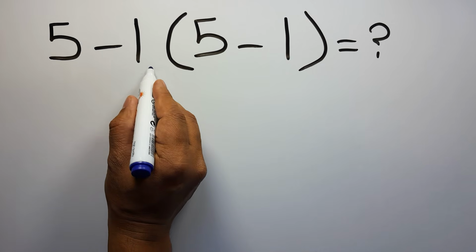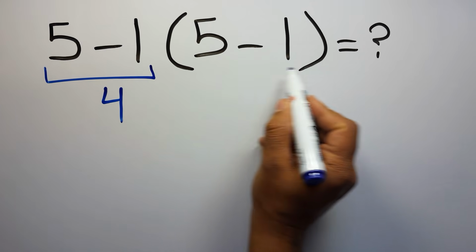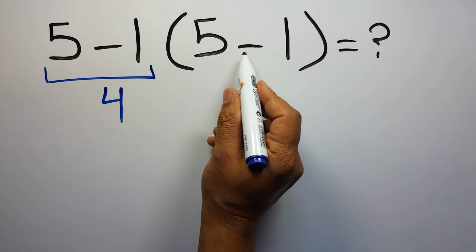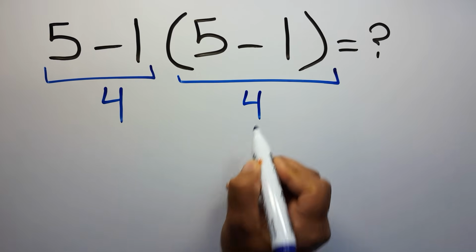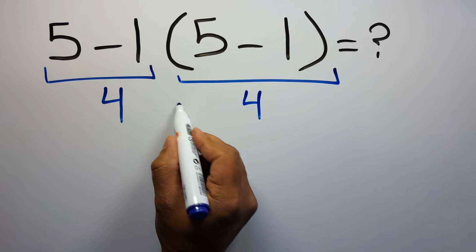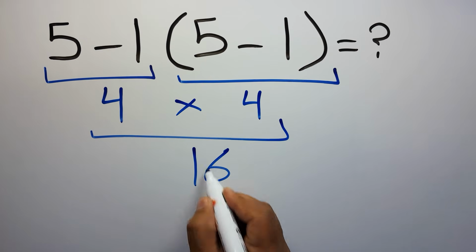5 minus 1 gives us 4. And again here inside this parentheses we have 5 minus 1. So 4 times 4 gives us 16.